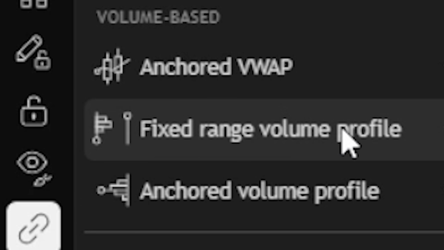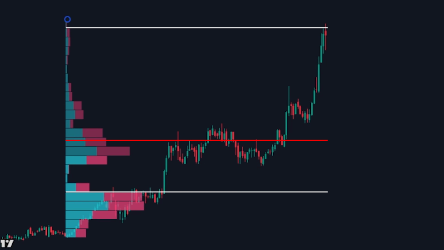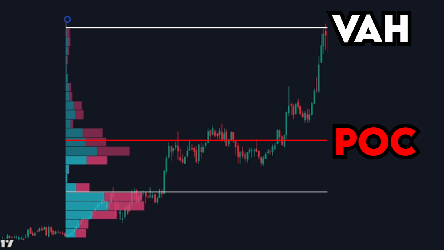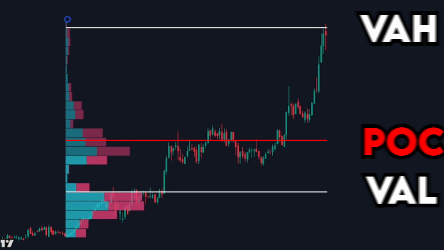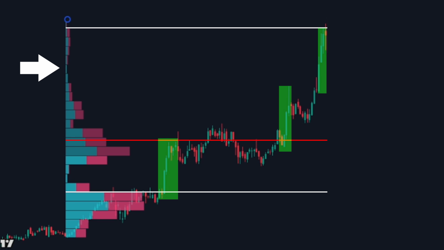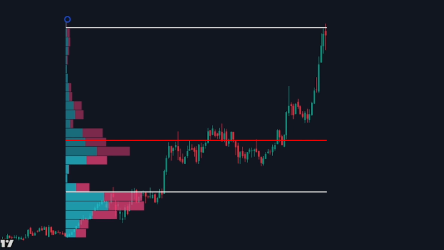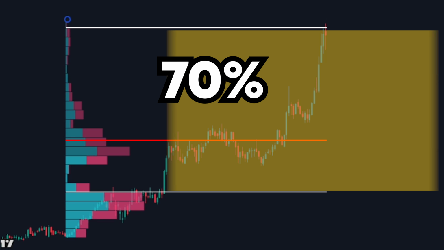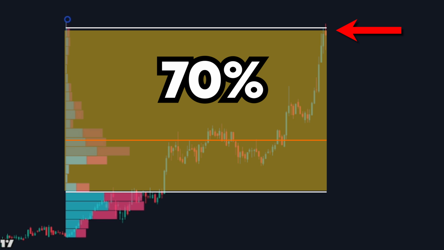So grab your volume profile, mark it from the low to the high of this move. Again, we have our three main levels: our volume area high, our point of control, and our volume area low. Next, you can easily see that price consolidated a lot at our high volume nodes. You can see we had high volume down here, price consolidated. We had high volume at this point of control, price consolidated. We had somewhat high volume here, price consolidated. Then you can also see price spiked up fast at the low volume nodes. Also, a key reminder, 70% of all trades happened between the volume area high and the volume area low.